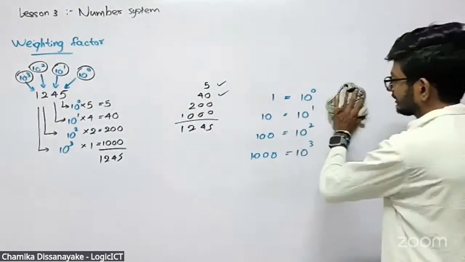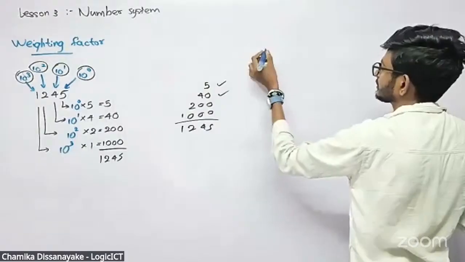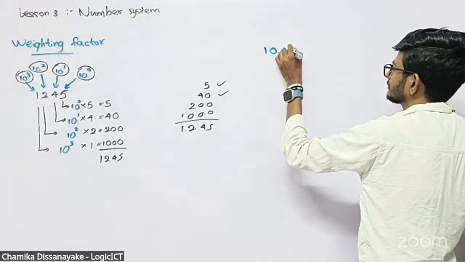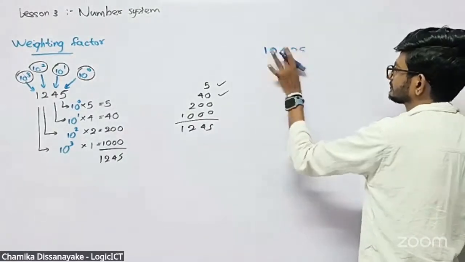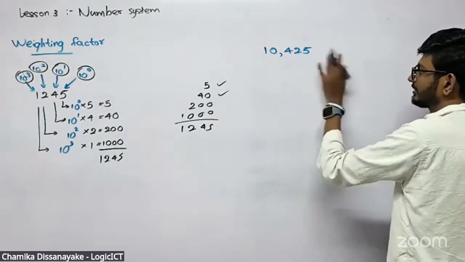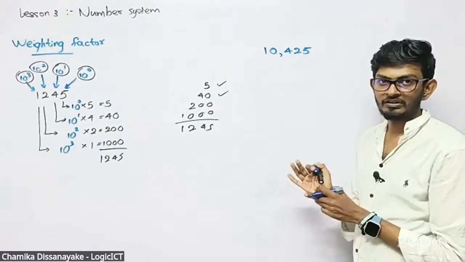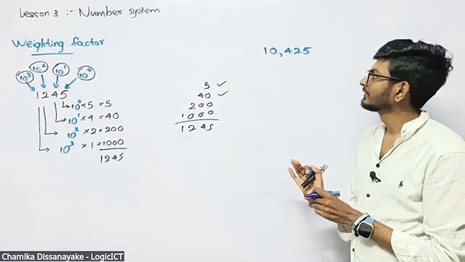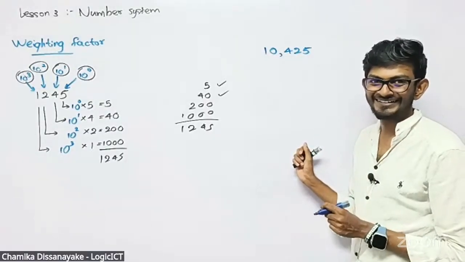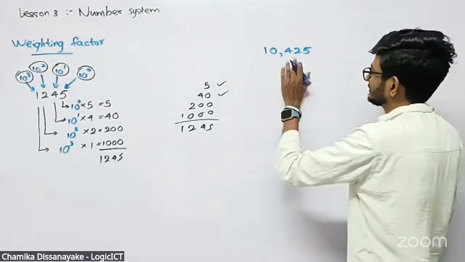If I write a number like this, I will just clean this one. This is the number. What are the weighting factors inside this number? It is hard to write for you guys, no? Just tell me if it is right or wrong, okay or incorrect.